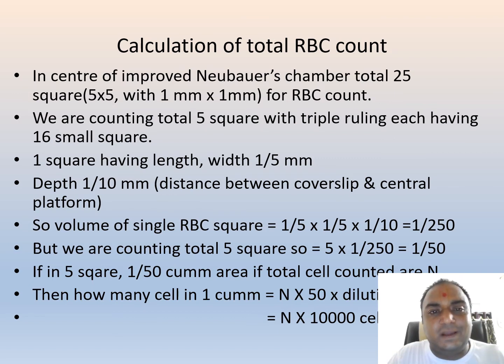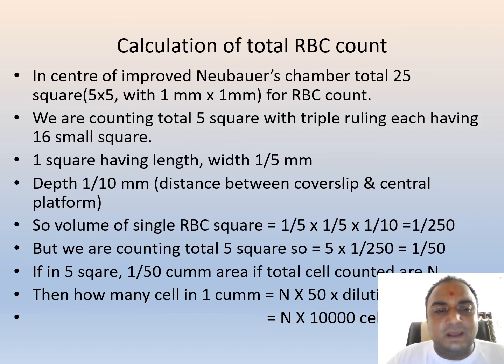Another common question is the calculation of the total red blood cell count. In the center of the improved Neubauer chamber, there are a total of 25 squares, 5 by 5, and each square has 16 small squares. The total area of this 5 by 5 square is 1 millimeter by 1 millimeter, and we are counting a total of 5 squares: from the first row, first and last, the third row, the central one, and in the last row, first and last.